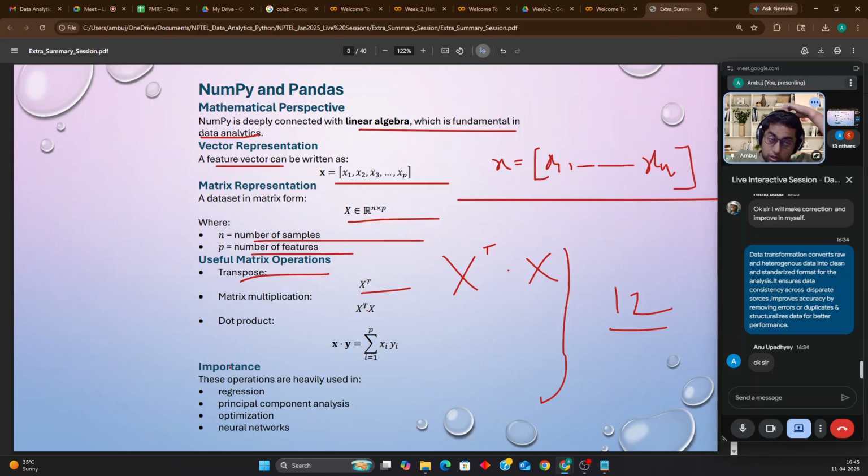Okay, a particular vector is there. Suppose I gave you two vectors like 1, 0, 0 and another vector 1, 0, 0.